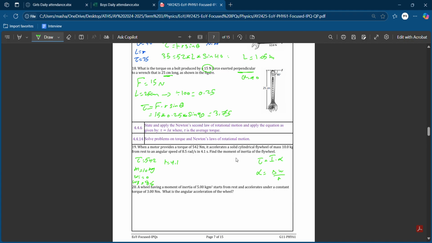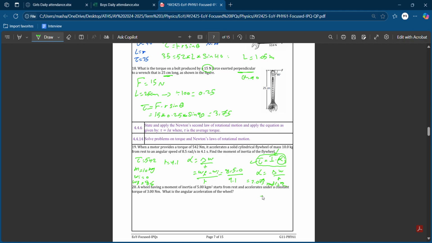In order to find the moment of inertia, we need to find I. He gave me the torque, so I need to find the acceleration. The acceleration is delta omega over time, which is omega final minus omega initial over the time, which is 8.5 minus 0 over 4.1. So the answer in this case will be 2.073 radians per second squared.